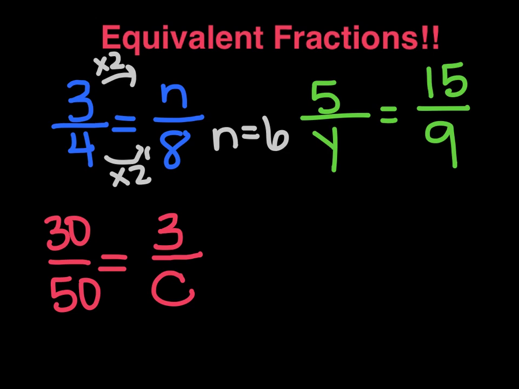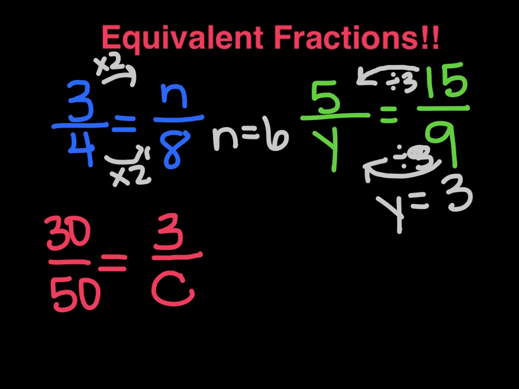The problem in green: 5 is to y as 15 is to 9. Look for simple relationships. Now we're trying to find a missing number on the left side. So I'm going to look for my pattern going left. To go from 15 to 5, I have to divide by 3. So going left, I have to divide 9 by 3. And so I get y is equal to 3.